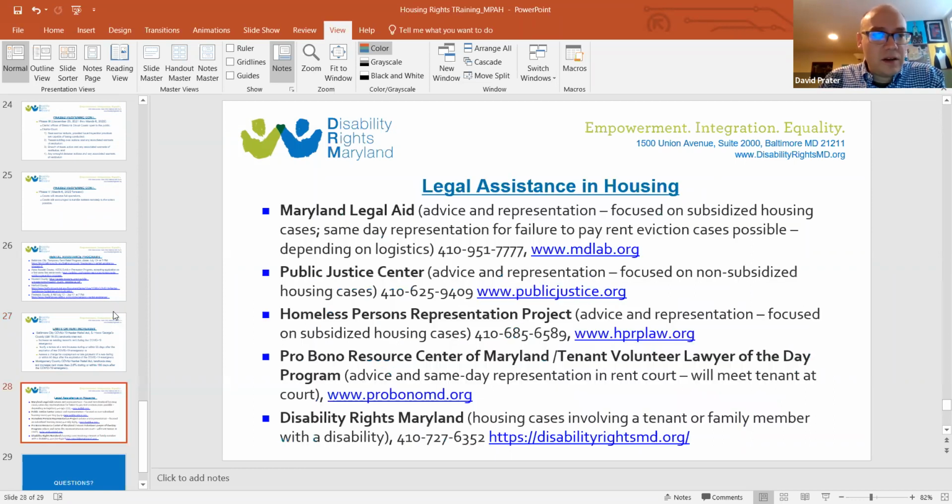And finally, legal assistance for tenants who are facing, excuse me, potential eviction. Maryland Legal Aid, Disability Rights Maryland, Homeless Persons Representation Project, Public Justice Center, Pro Bono Resource Center. There are a number of resources out there for tenants who may be facing an eviction. Frankly, there's more than even these agencies can handle. But you know, the first step is asking for assistance.